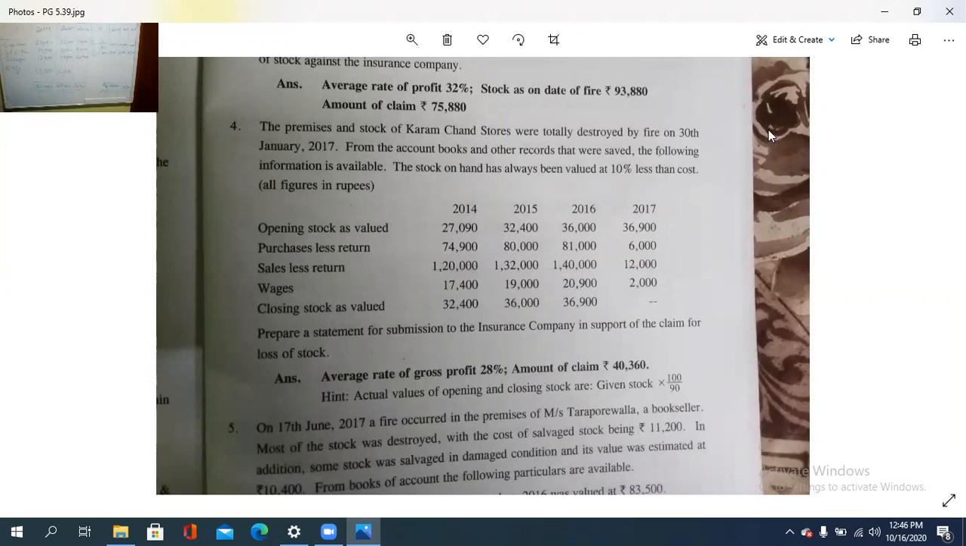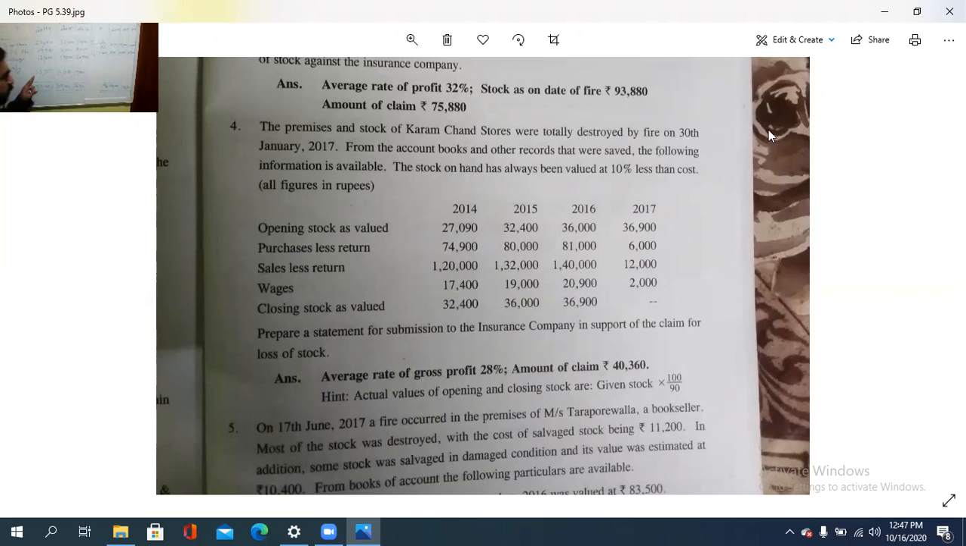Then third year, 36,000 plus 81,000 plus 2,900, 1,37,900 minus 1,76,900, it is 39,000. So we calculated the gross profit also. Next, we need to calculate the gross profit ratio, isn't it? Let us calculate the gross profit ratio here.